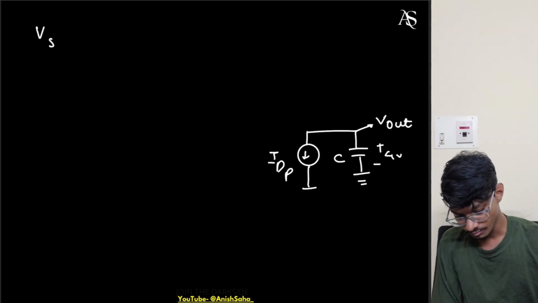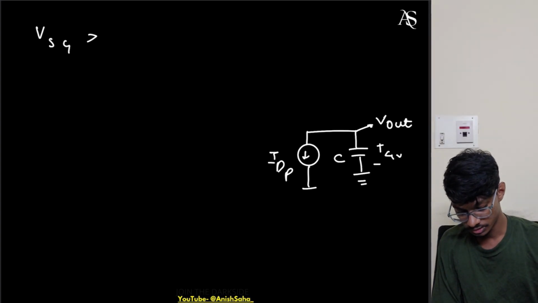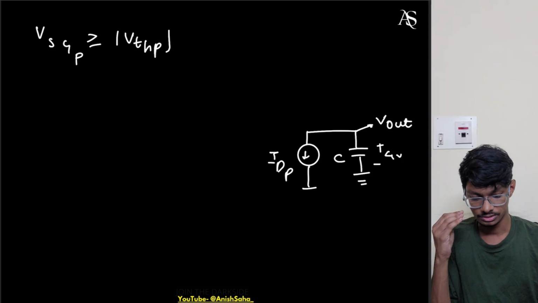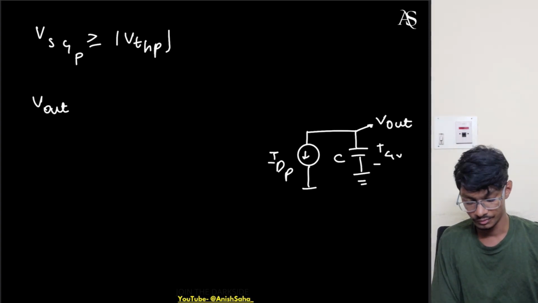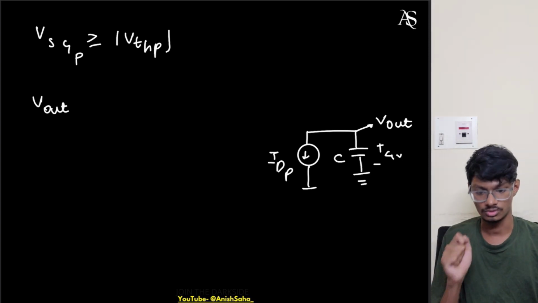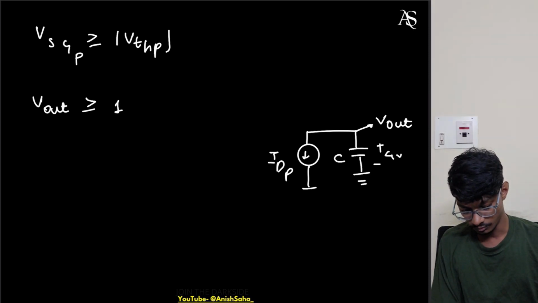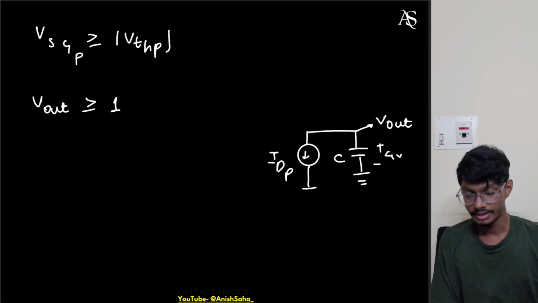So VSG has to be always greater than or equal to mod of VTHP, right? What is the source voltage? Source voltage is V out only. What is the gate voltage? It's input and it is 0 only, so it should be greater than or equal to mod of VTP, which is 1 volts. So it will go until 1 volts.